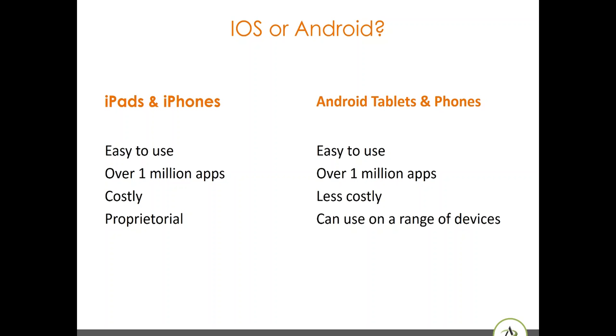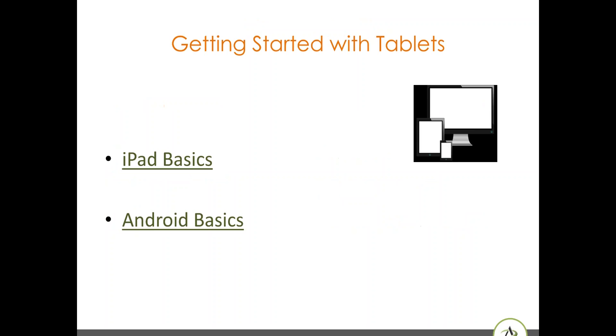And in this slide, I just have two columns. One is the iPads and the iPhones. Yes, they're easy to use. So are Android tablets and phones. For iPad, there are more than a million apps. There are now more than a million apps for Androids. And as I said earlier, developers often develop for both platforms. The iPad is costly. Android tablets can be somewhat less costly. iPads are proprietary, that is to say, you have to have an Apple device in order to take advantage of those apps. With Android, you can use a range of devices, so sometimes that's an advantage. Some people are just Apple babies and some people are not.